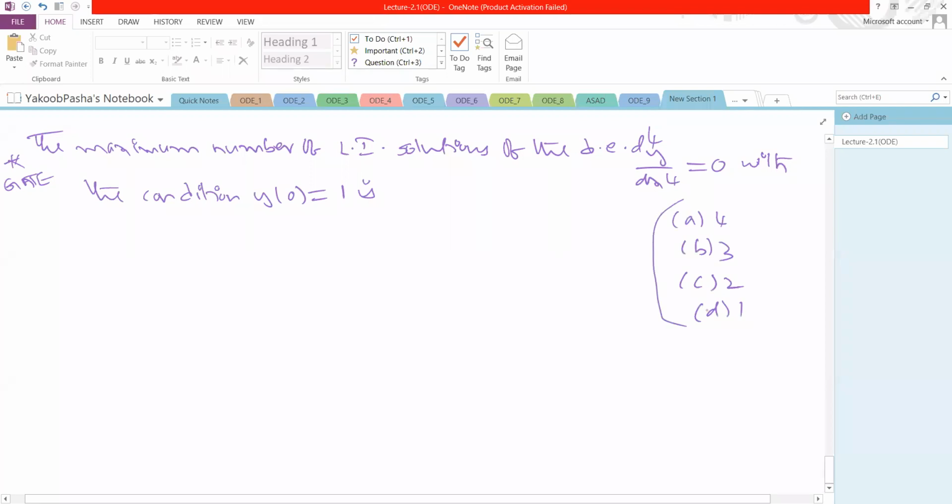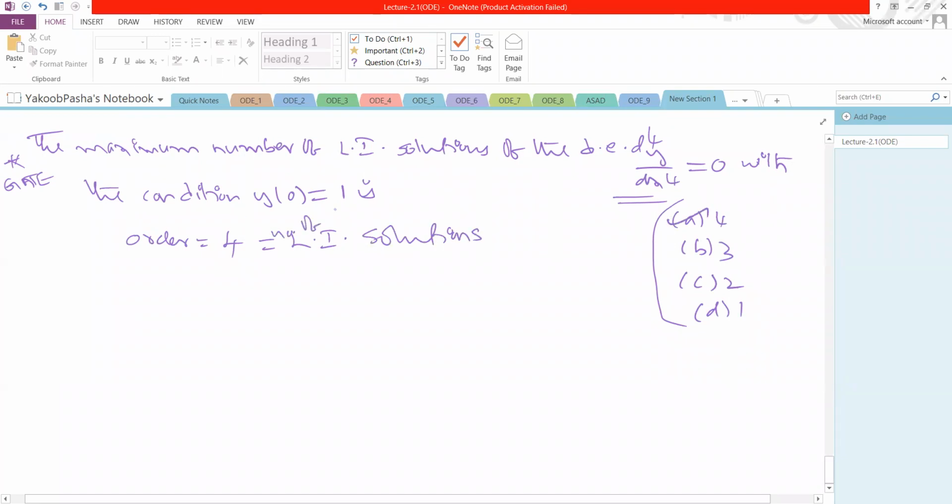As we know, the number of linearly independent solutions is equal to the order of the differential equation. So the order of this differential equation is 4. Order is equal to 4 means the number of linearly independent solutions is 4. So option A is the right option.